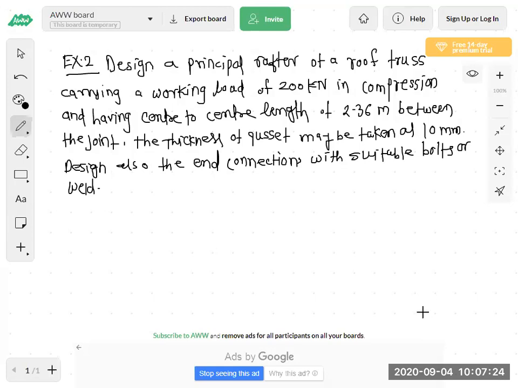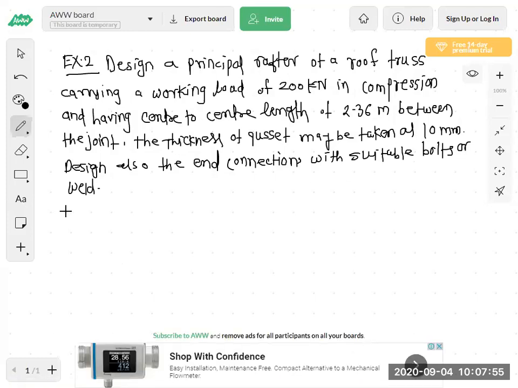So this is the problem statement. Design a principal rafter of a roof truss carrying a working load of 200 kilonewton in compression and having center to center length of 2.36 meter between the joints. Full stop. The thickness of gusset may be taken as 10 mm. Full stop. Design also the end connection with suitable bolts or weld.